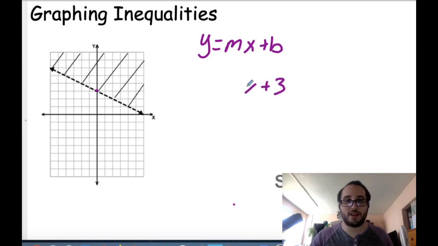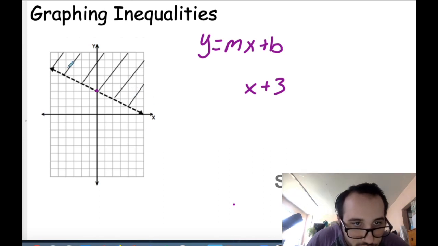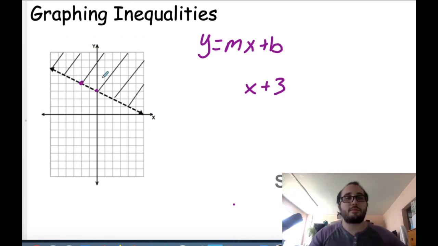Now I just need to figure out the slope. The slope, let me just pick another point. Let's choose this one. And remember, you want to go left to right. So what's the rise over run? Well, I gotta go down 1 and to the right 2. So down 1, that's negative 1, and right 2 is positive 2.